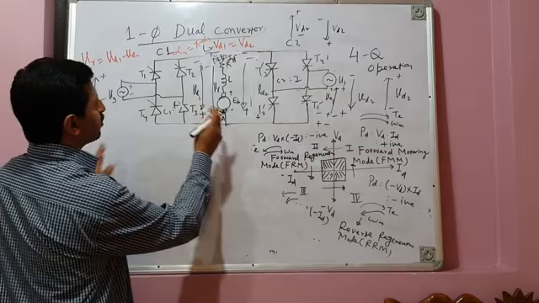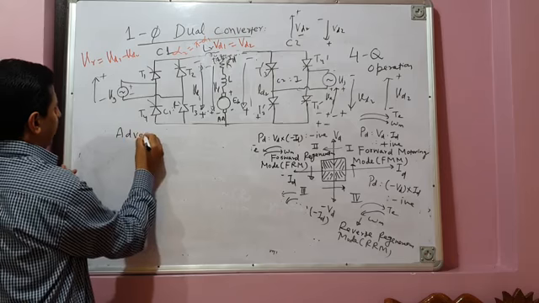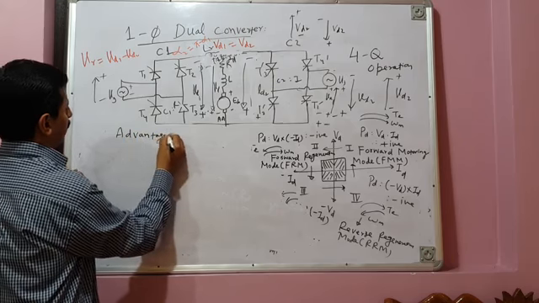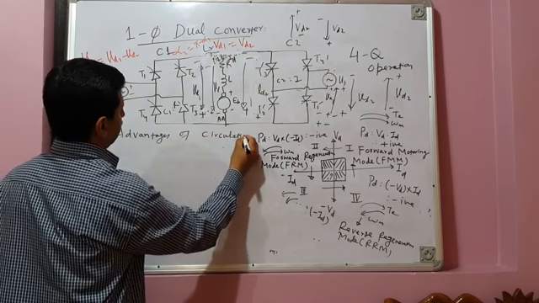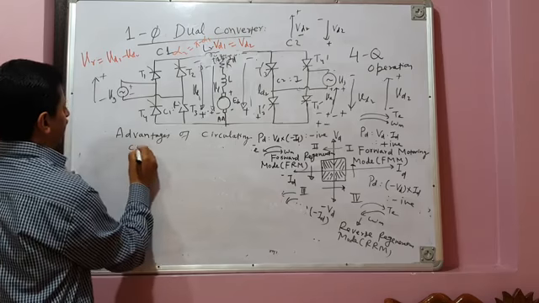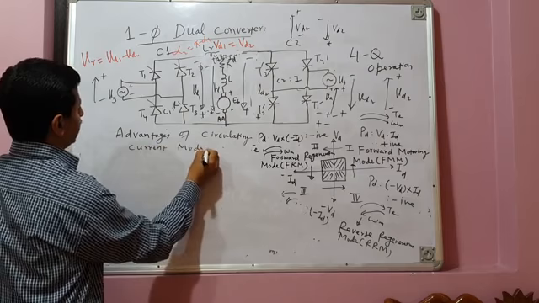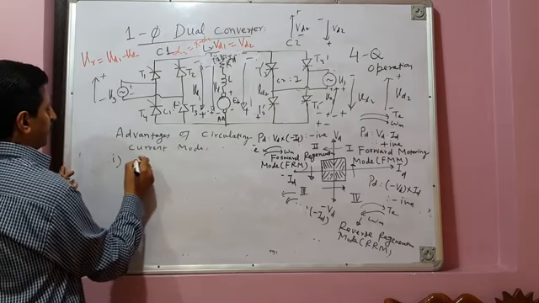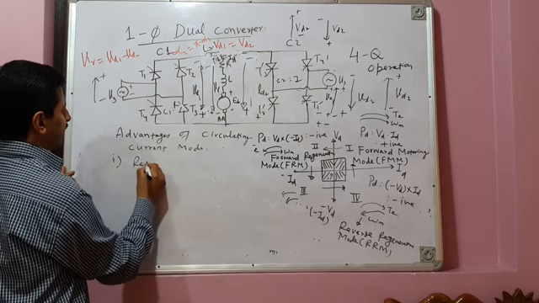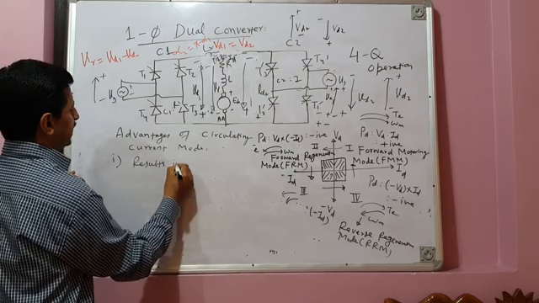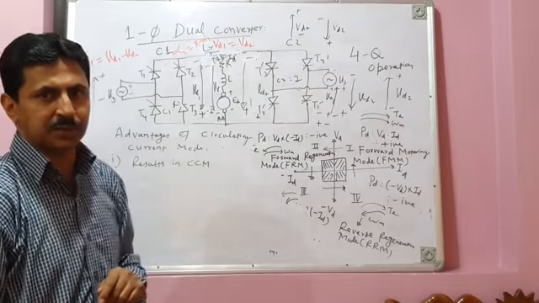Circulating current mode is preferred to non-circulating current mode because of the following advantages. I will write here: advantages of circulating current mode of operation of dual converter. Advantages of circulating current mode. Advantage number one: continuous circulating current mode results in CCM, continuous conduction mode of operation.